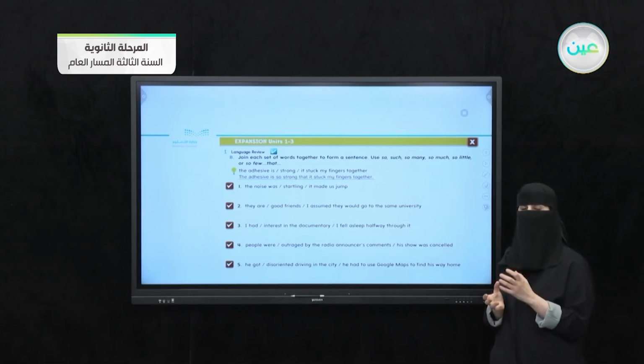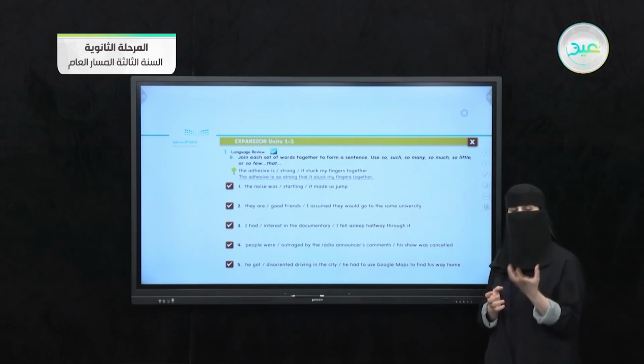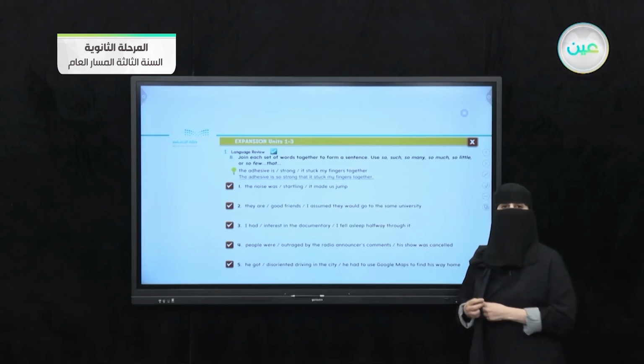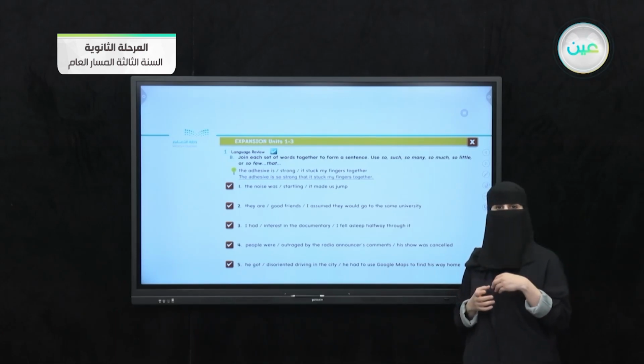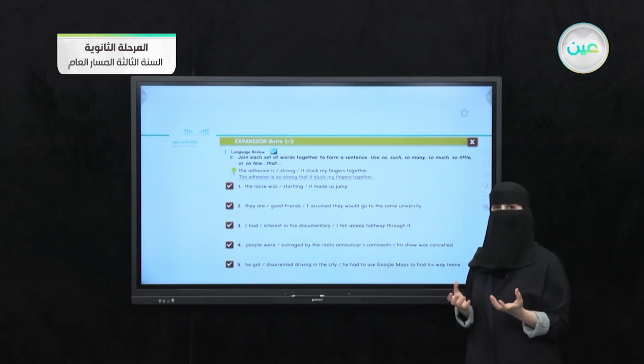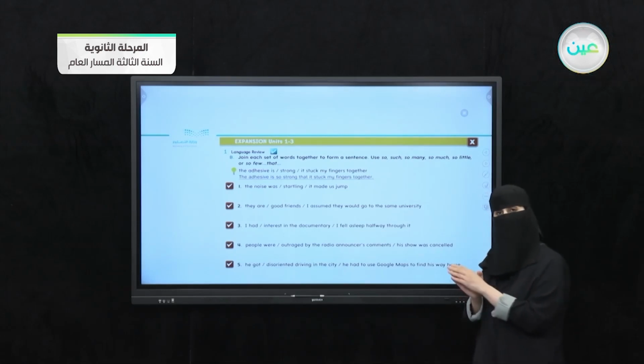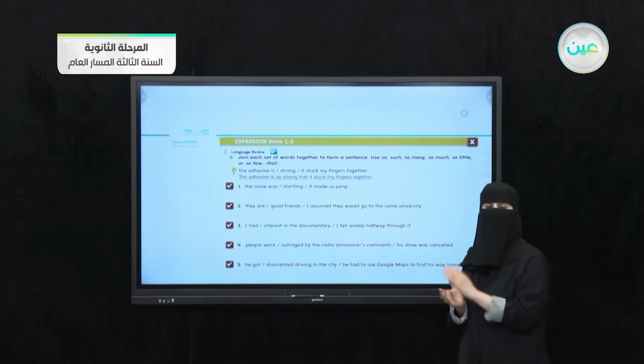I want to remind you about these expressions, or these grammars. I can use all these expressions when I want to tell other people that the sentence has a cause and effect. So the first part of our sentence is the cause, and the second part after the conjunction that is the effect of it.